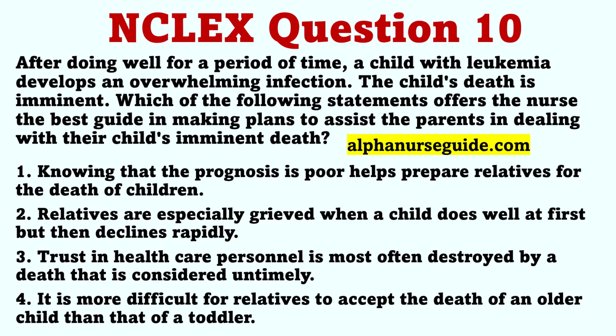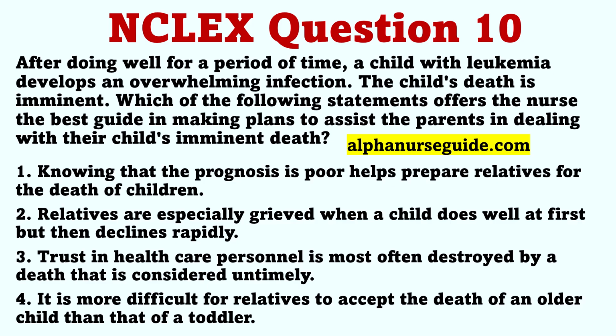The correct answer is 2. It has been found that parents are more grieved when optimism is followed by defeat. The nurse should recognize this when planning various ways to help the parents of a dying child. It is not necessarily true that knowing about a poor prognosis for years helps prepare parents for a child's death. Death is still a shock when it occurs. Trust in healthcare personnel is not necessarily destroyed when a death is untimely if the family views the personnel as having done all that was possible. It is not more difficult for parents to accept the death of an older child than that of a younger child.